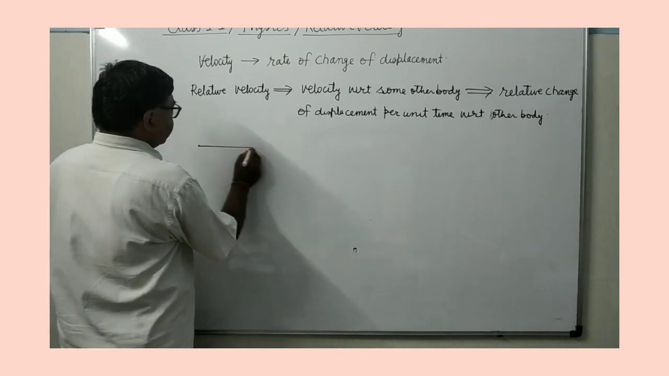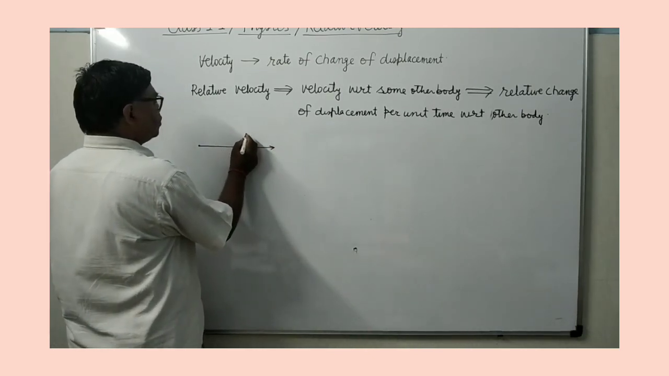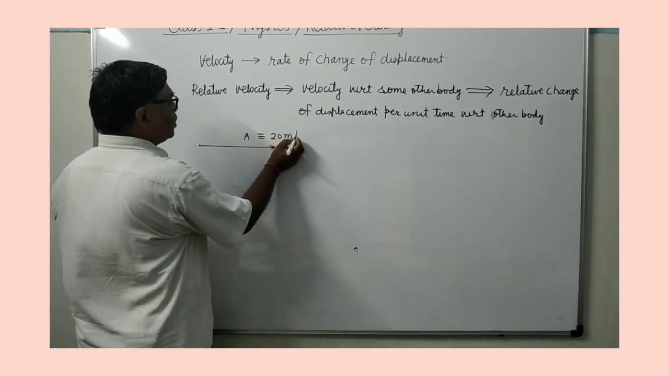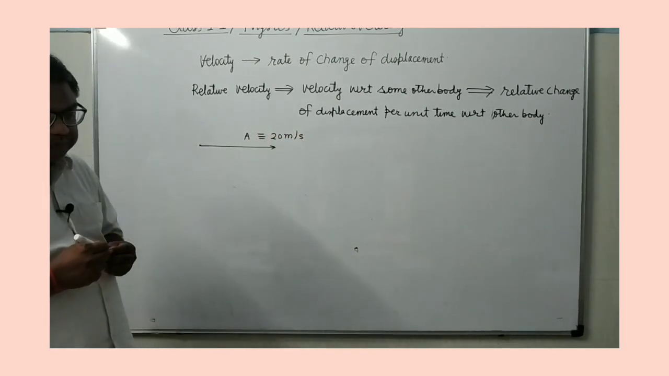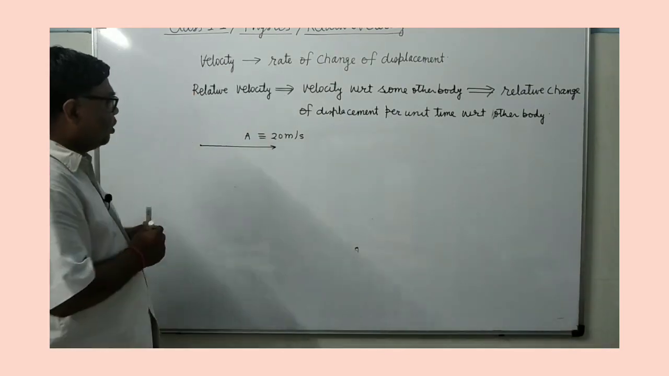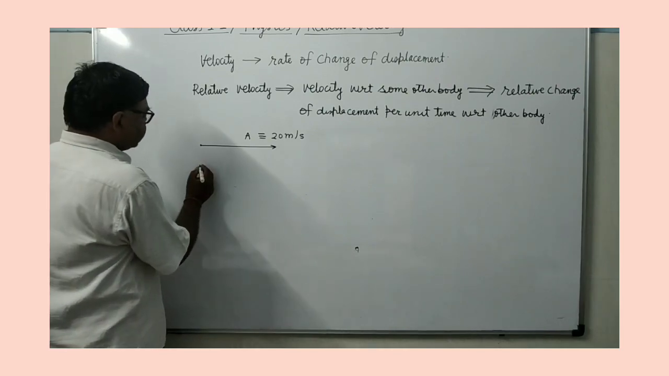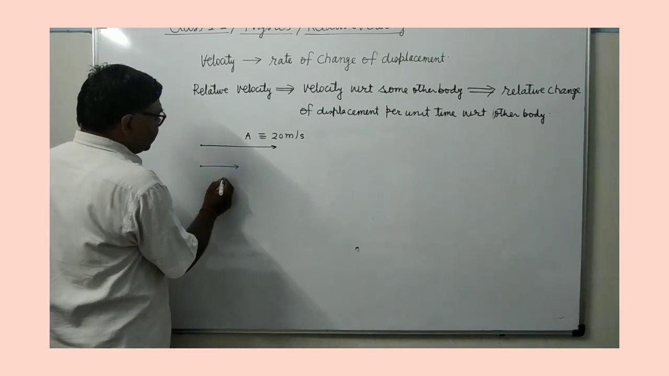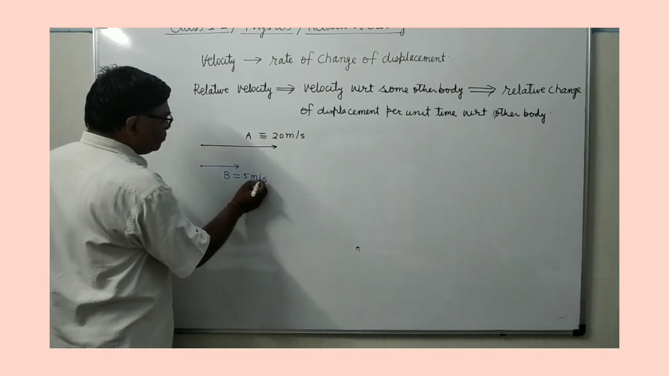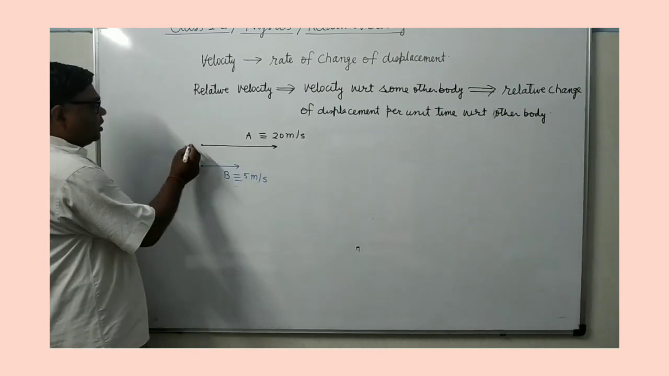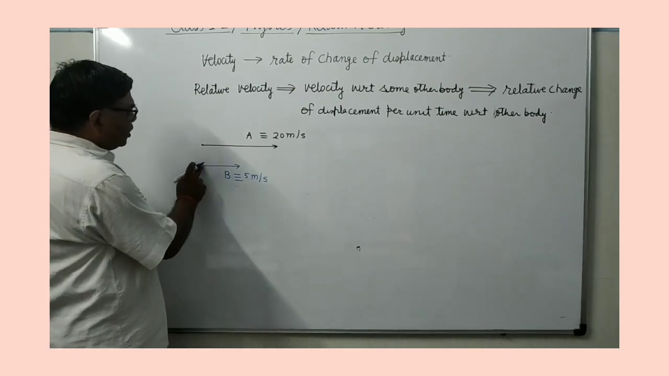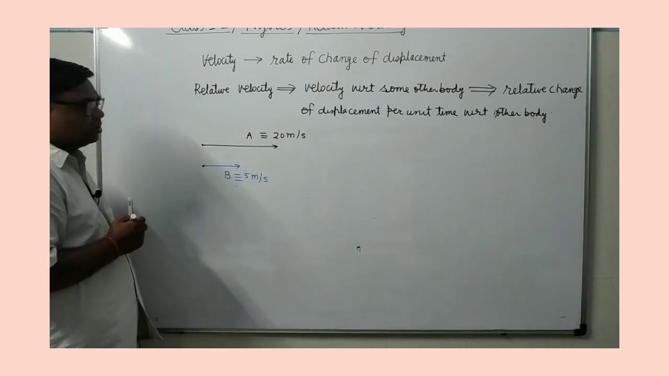Suppose there is a body A which is moving with a velocity of 20 meter per second. This is the simplest example. And there is another body which is also moving parallel to A in the same direction, body B, and it is moving with 5 meter per second. Suppose initially they are at the same point. Is it clear? Here they are in the same position.